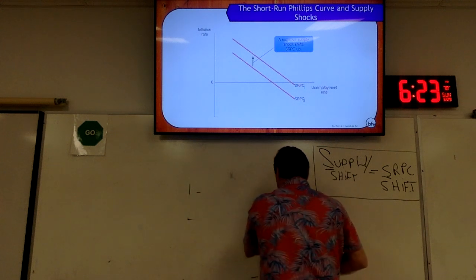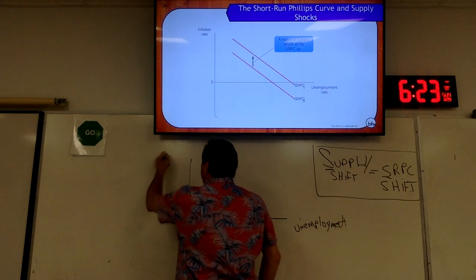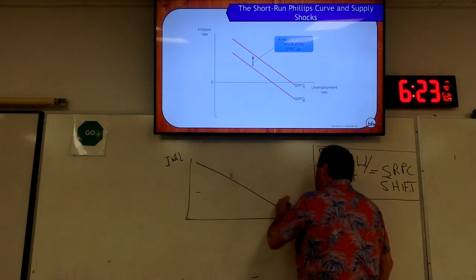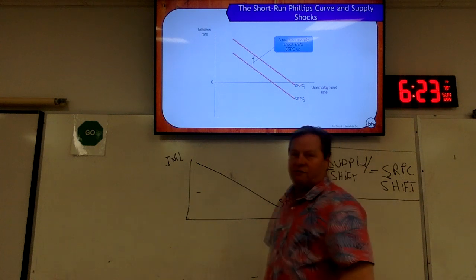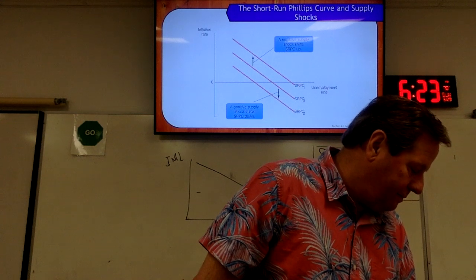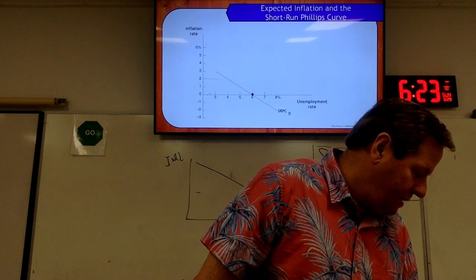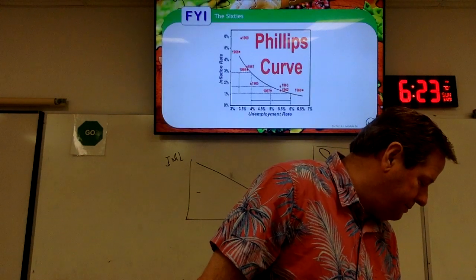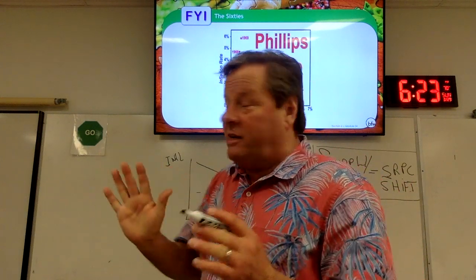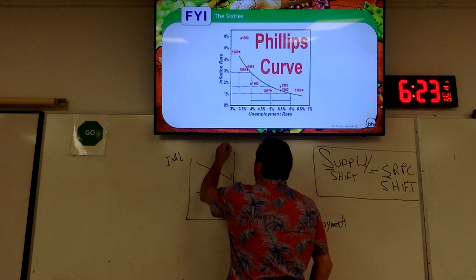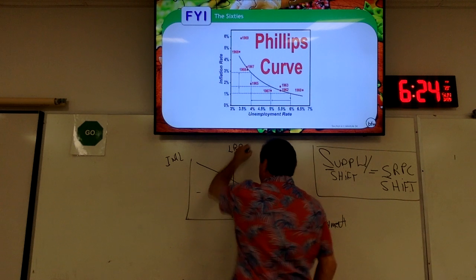Are y'all having fun? Okay, so here's inflation. Okay. This is called the short run Phillips curve. Can you guess why it's called the short run Phillips curve? Can anybody guess? Yeah, you're right. Because in the long run, it's going to end up right back where it is. Because there is a natural rate of employment.